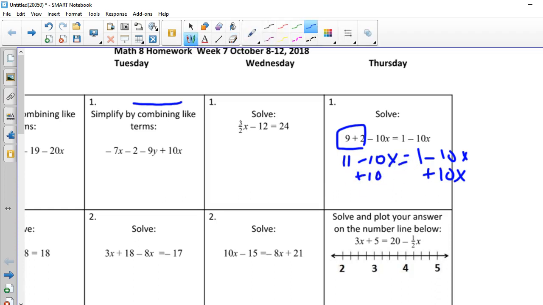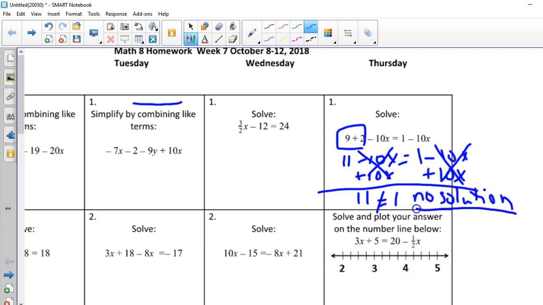By adding 10x to both sides, it eliminates it from the right side, but it also eliminates it from the left side, leaving 11 equals 1. Is that true? That's not true. That's not equal to 1. So, what did I say a while ago? When you end up with a solution that's not a true statement, the actual answer is no solution. No solution.